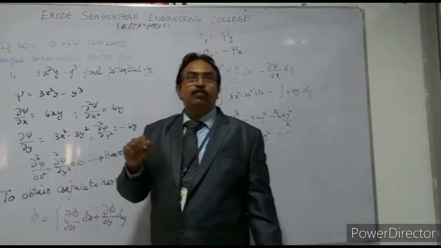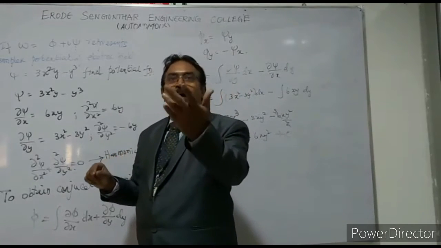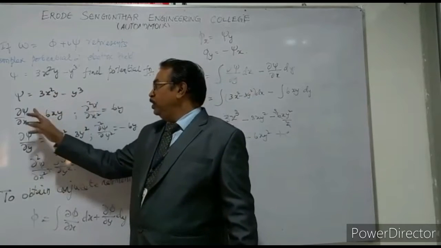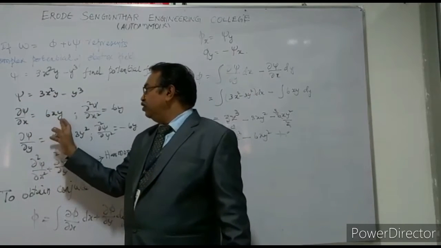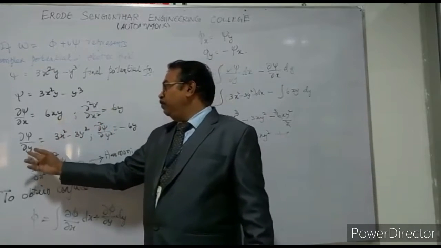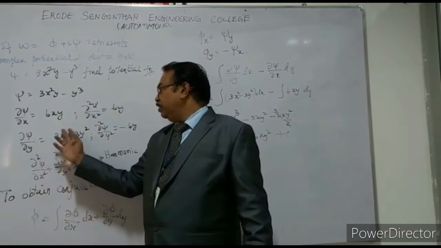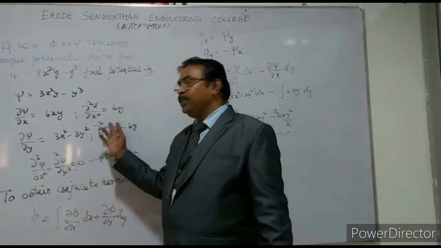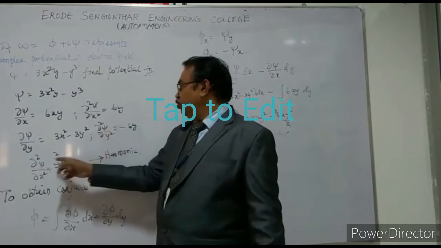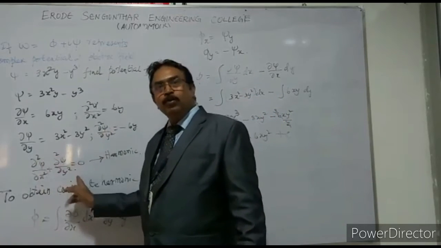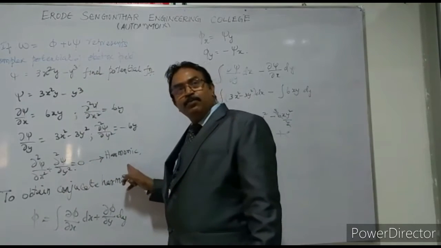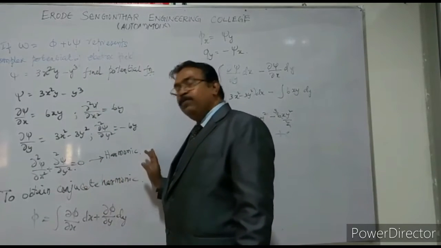First of all, we shall prove the function is harmonic. Psi is equal to 3x square y minus y cube. Differentiating once, we get 6xy, and differentiating twice, we get 6y. Again, differentiating with respect to y, we get 3x square minus 3y square, and differentiating again, we get minus 6y. Adding both these results, dou square psi by dou x square plus dou square psi by dou y square is equal to 0. So the function satisfies the Laplace equation. So this is a harmonic function.